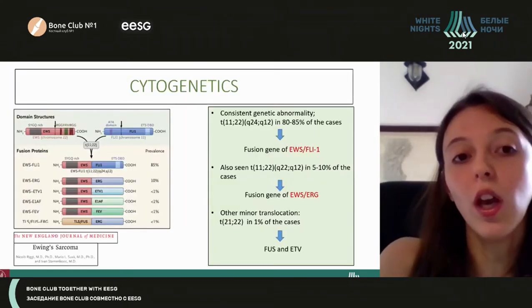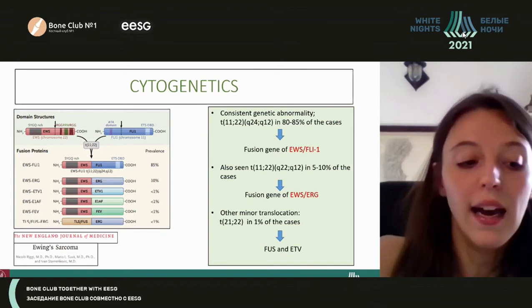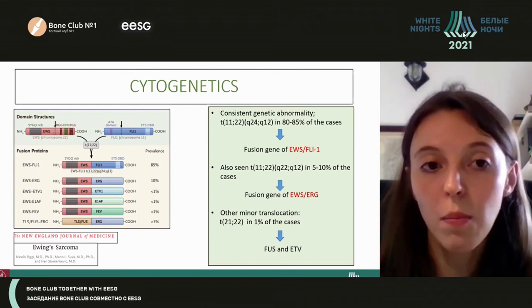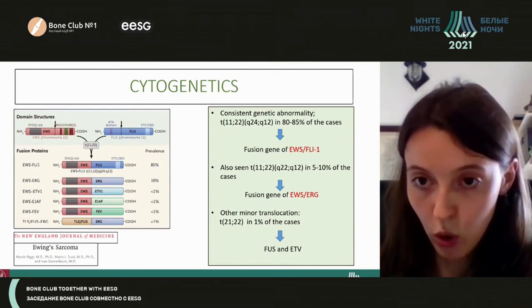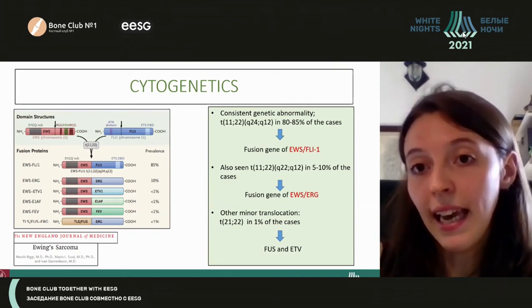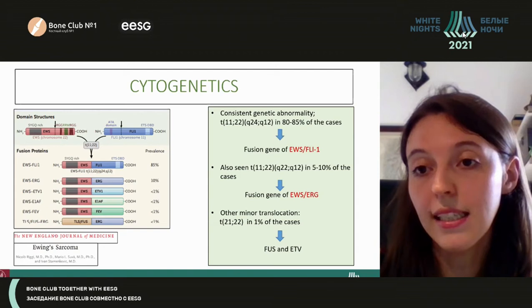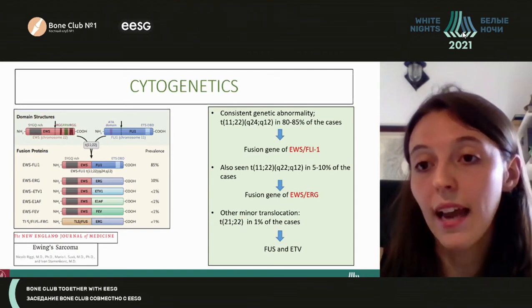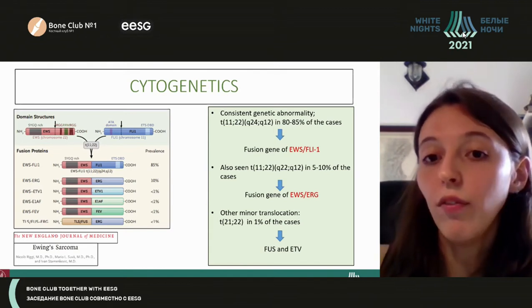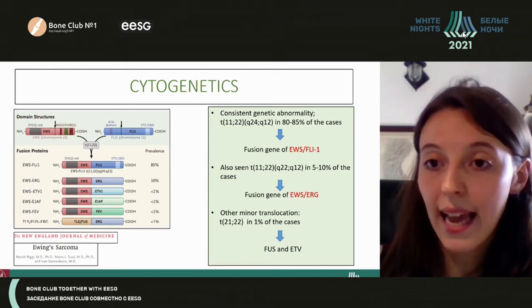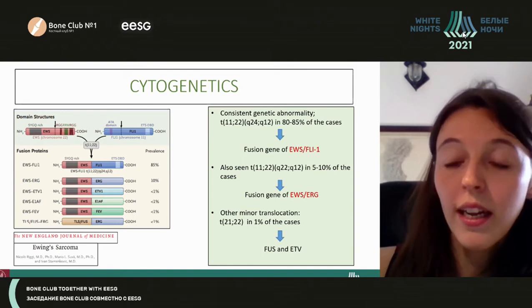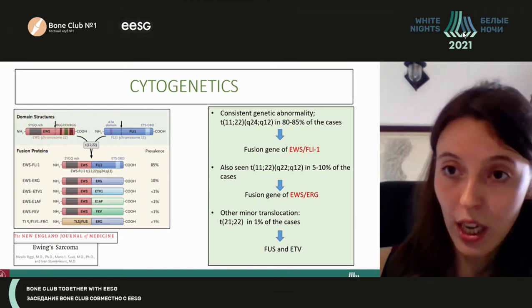Of course, we all know that Ewing sarcoma has a typical genetic translocation that involves chromosome 11 and chromosome 22. That gives birth to a fusion gene that in 80-85% of cases is between EWS and FLI1, and in 5-10% of cases is a fusion gene between EWS and ERG. But what you need to remember is that there are other minor translocations.